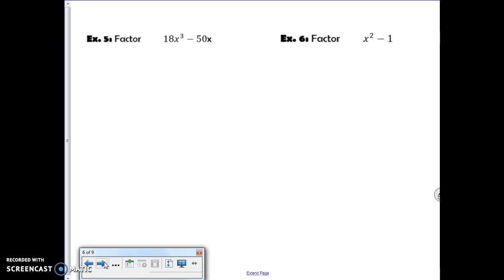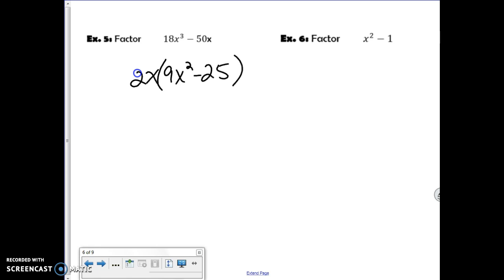So, we have 18x to the third minus 50x. So, we have to think about common factors. So the common factors between 18 and 50. And it looks kind of weird. So let's take a look here. So, greatest common factor between 18 and 50. I believe the greatest common factor is actually only 2. And I notice that they both have an x, so I'm also going to pull out an x. So if I do that, I'm left with 9x squared minus 25.